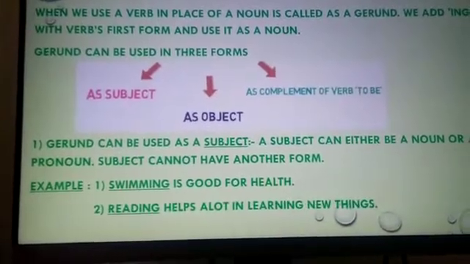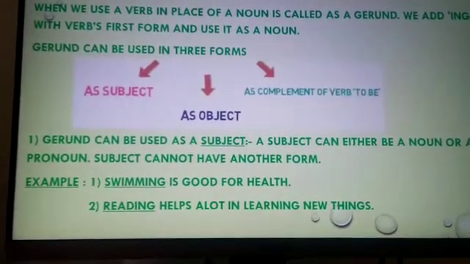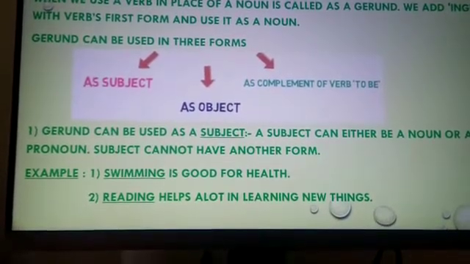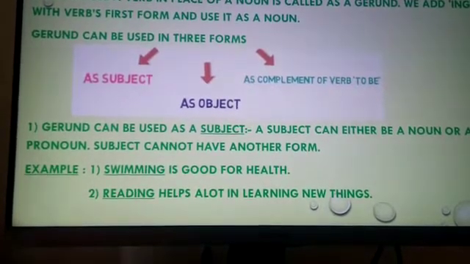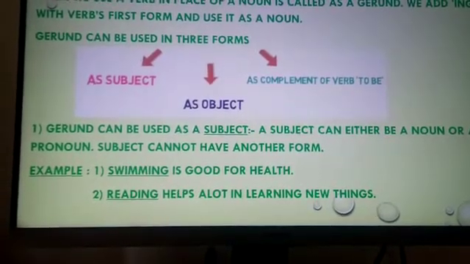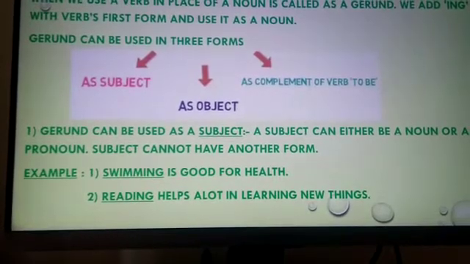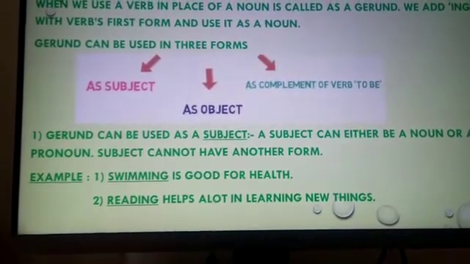Second example, reading helps a lot in learning new things. Here reading is a subject. The sentence is about the subject, reading. So reading is a gerund. Ing is also added to the verb there.